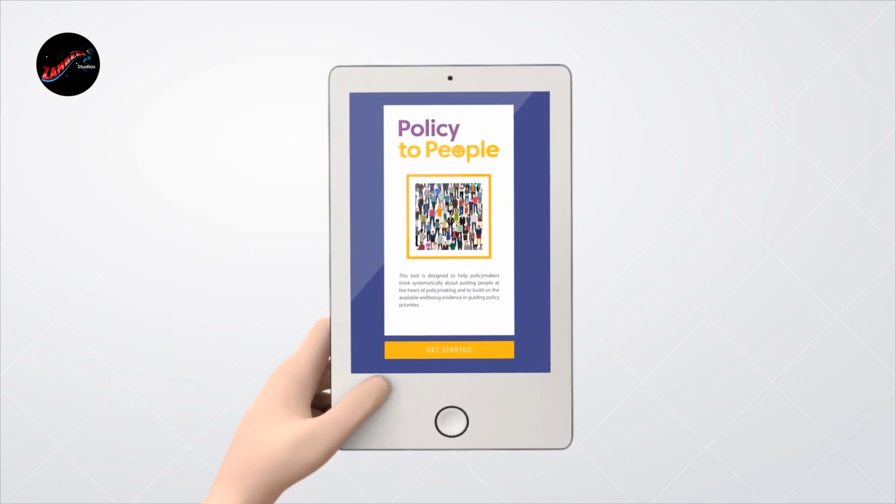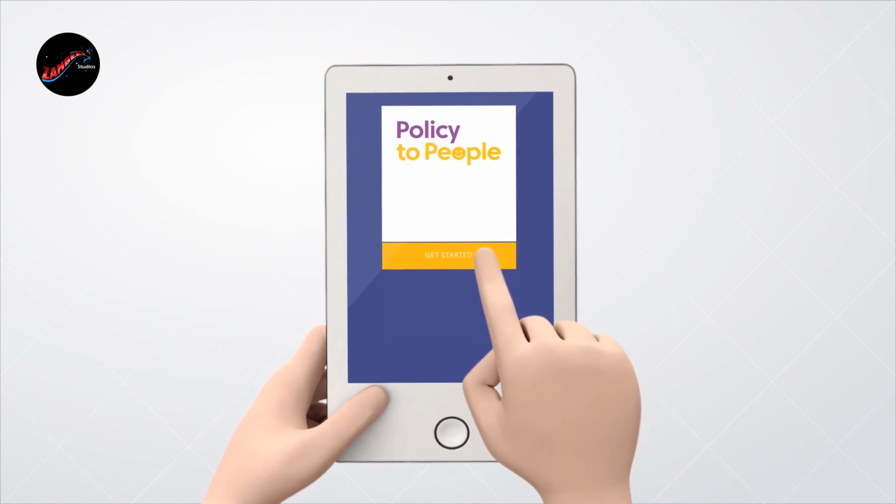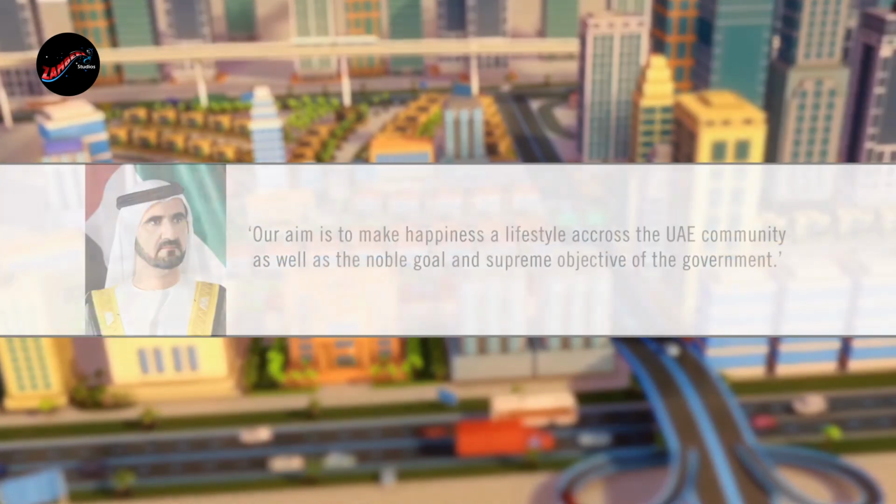With the Policy to People Impact tool on your side, you're now fully prepared to make policies that have people at their heart and that are truly designed to make happiness a lifestyle across Dubai.